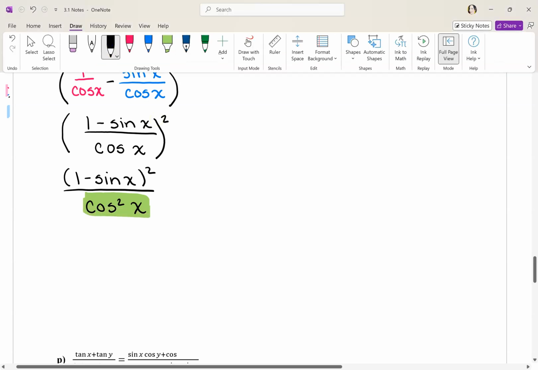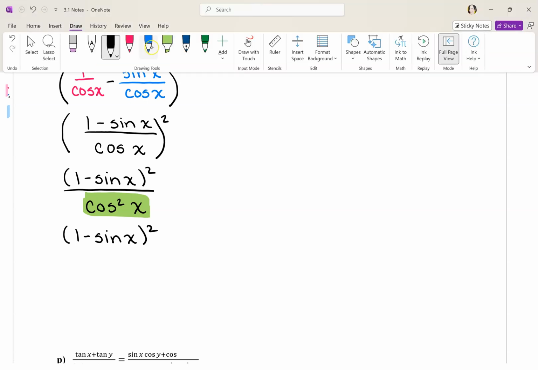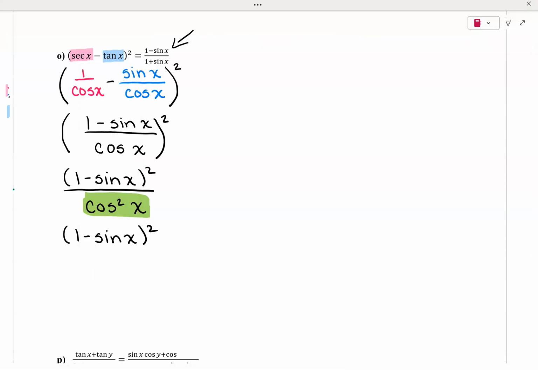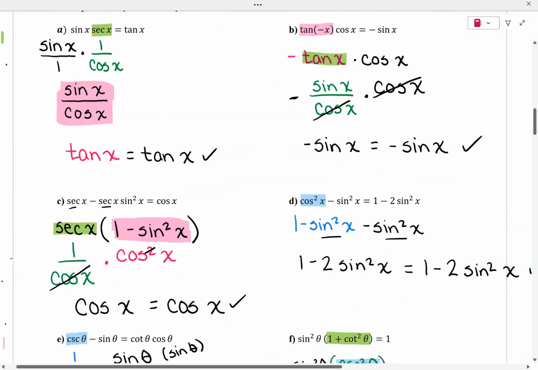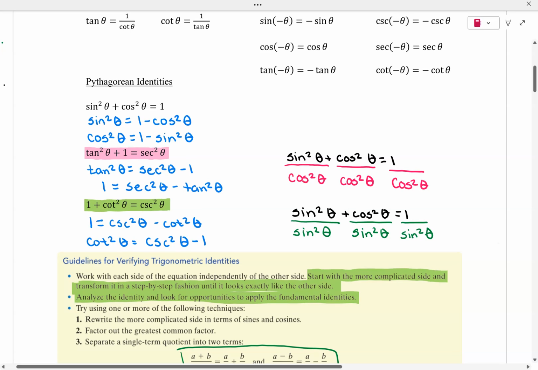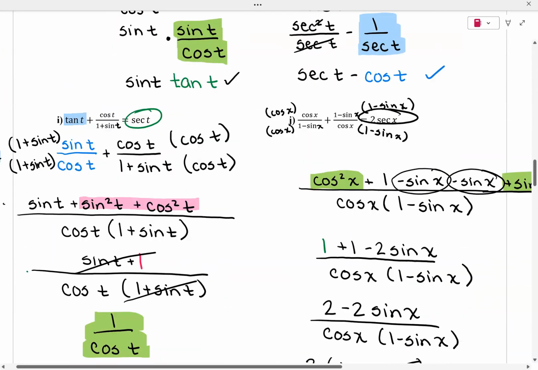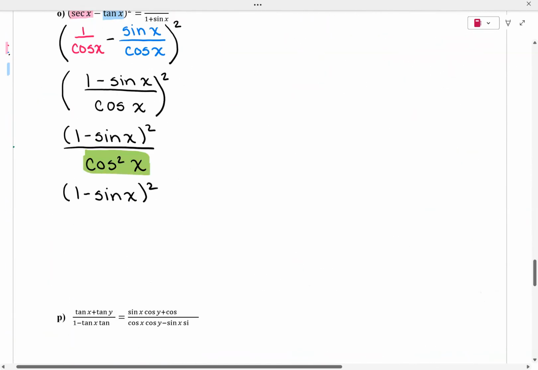So I'm going to rewrite the top. We're going to change the bottom to, what did cosine squared equal again? Let's go back and double check. Cosine squared equaled 1 minus sine squared. Oops. There we are.